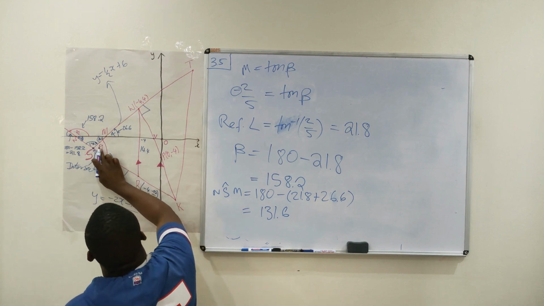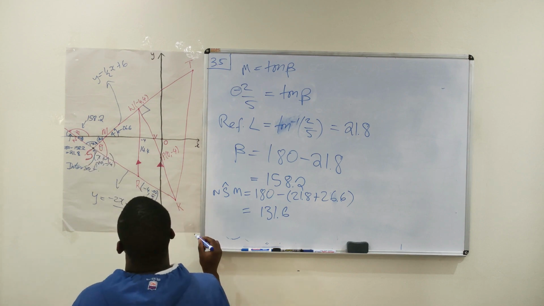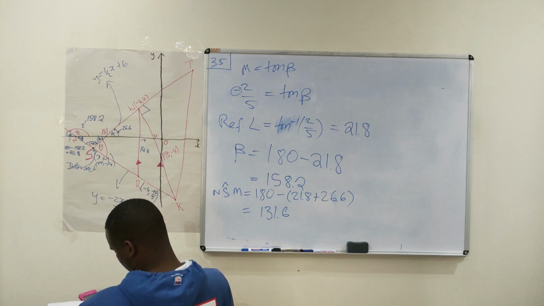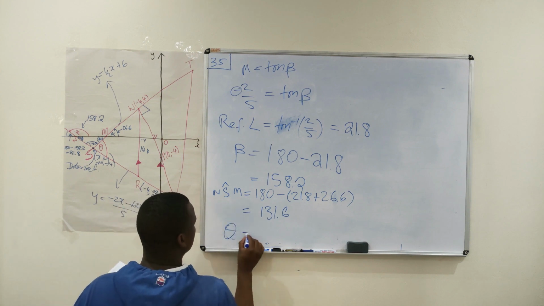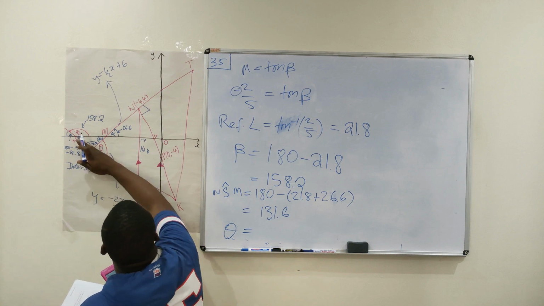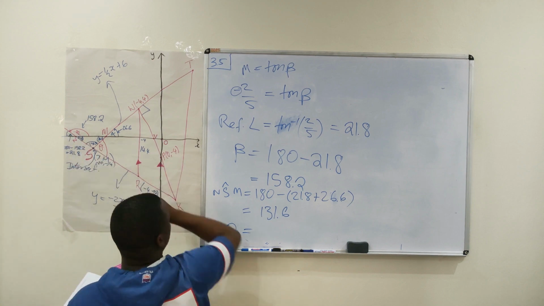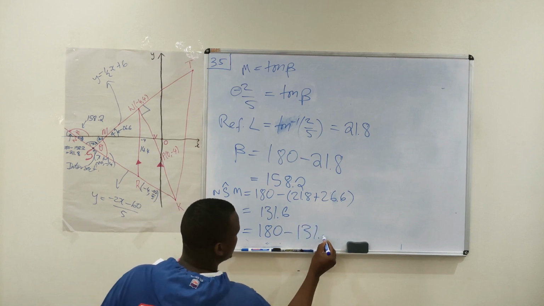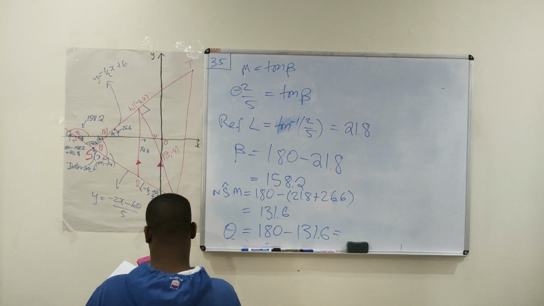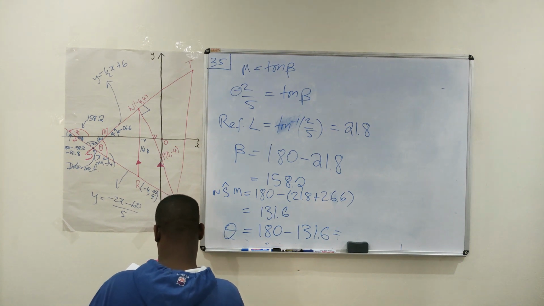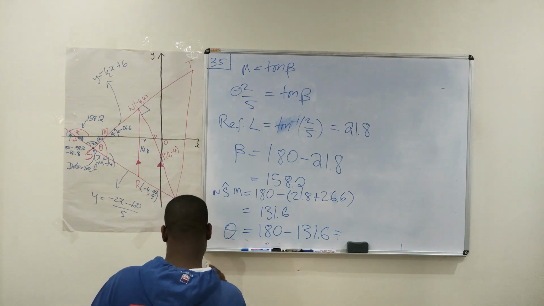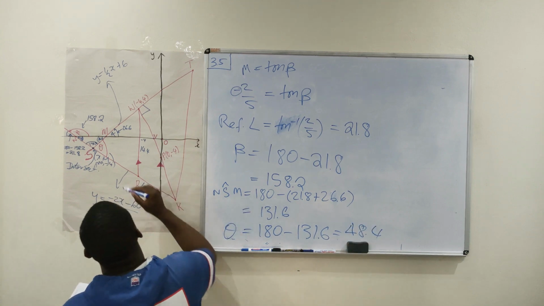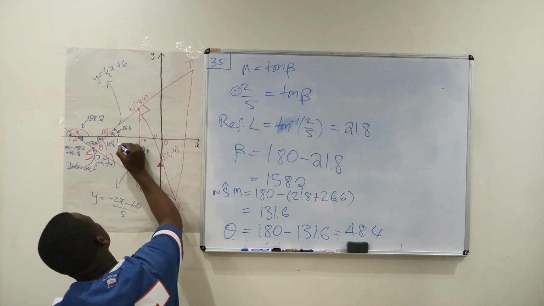So to find what this one is, you must subtract this from 180. So our angle that we asked for, theta, would be equal to 180 degrees on a straight line minus that. Then we'll be left with 180 minus 131.6, which is equal to 48.4. So our angle here, our theta, is 48.4.